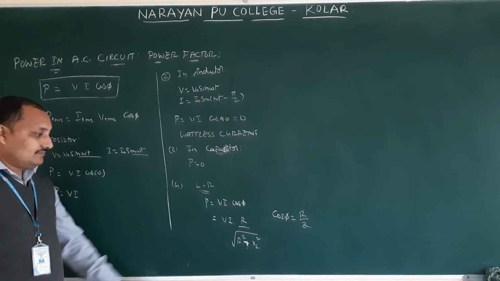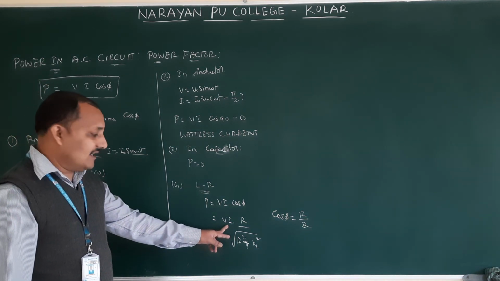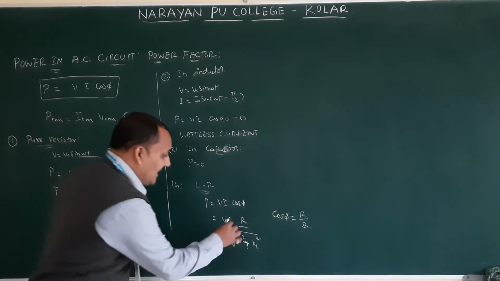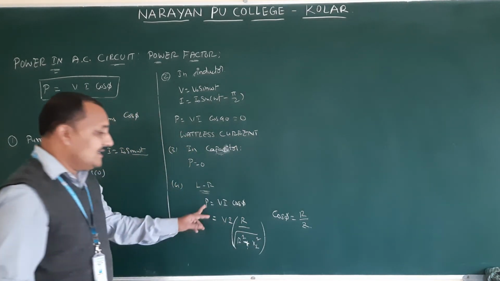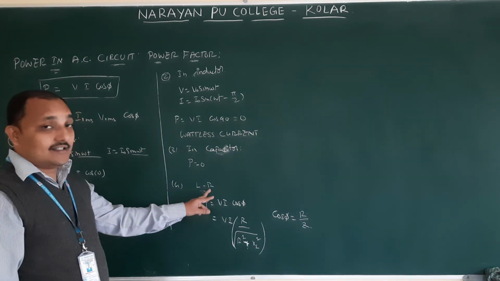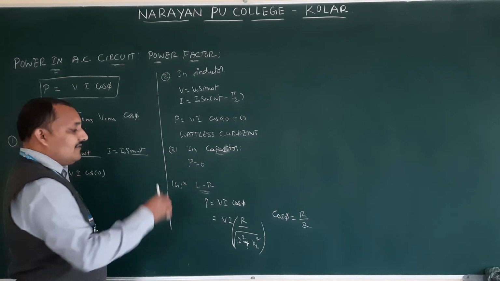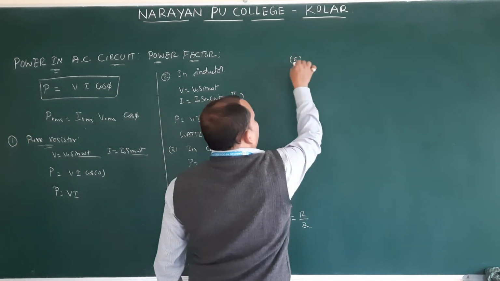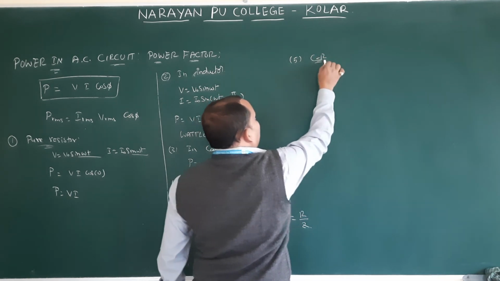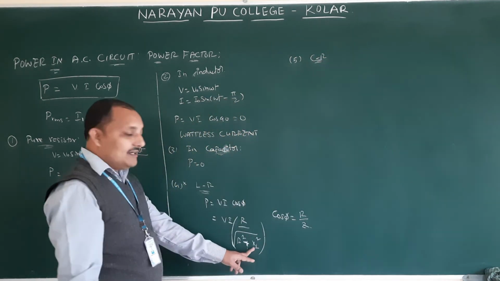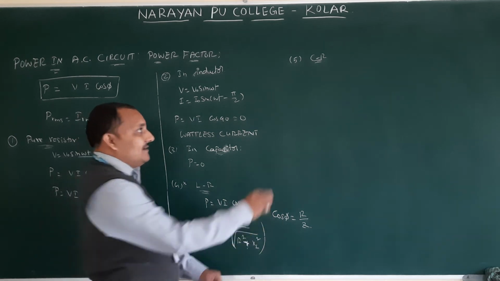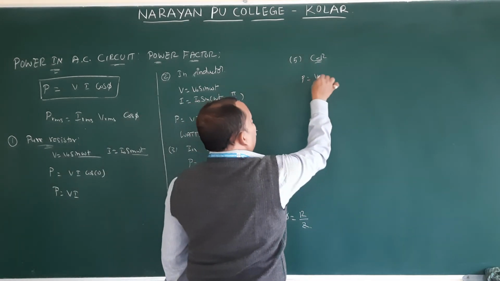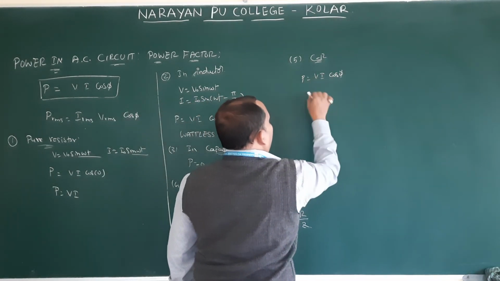Z is the square root of R square plus XL square. Again, you can write V is equal to IR in this, but in place of cos phi you have to write this part. Understood? This is the power in an LR circuit. This is not required for you, only for competitive purposes. Next, the fifth one: CR circuit. In a CR circuit, in place of XL, you will get XC, isn't it?